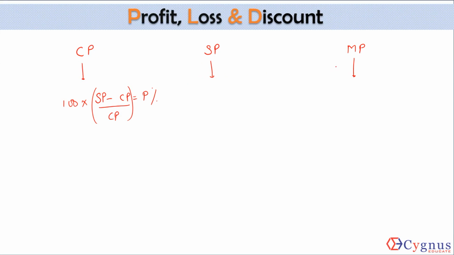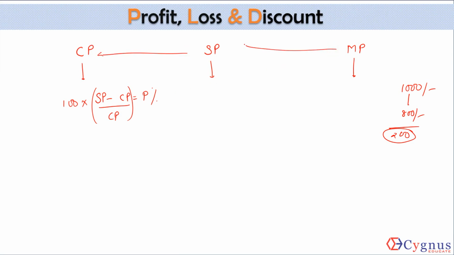Sometimes the selling price would be the same as the printed price. What if the selling price is less than the printed price? Let's say an article had 1000 printed on it, and you purchase it for 800 rupees. What does it mean? You paid 200 rupees less. This 200 is called discount. So the discount is always offered on the mark price.